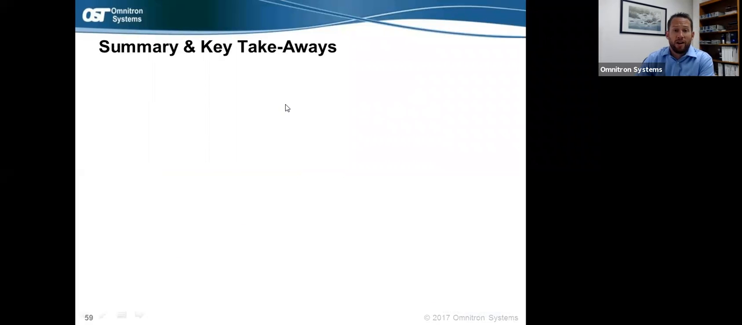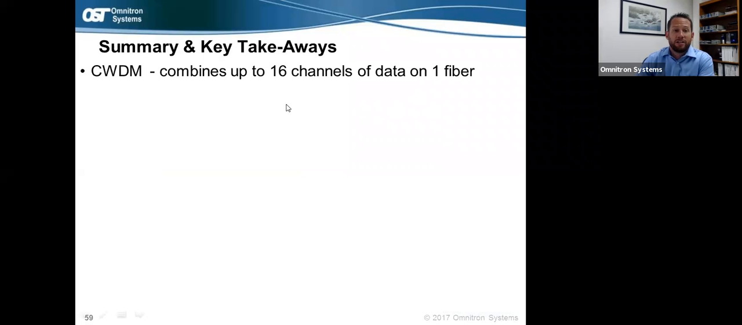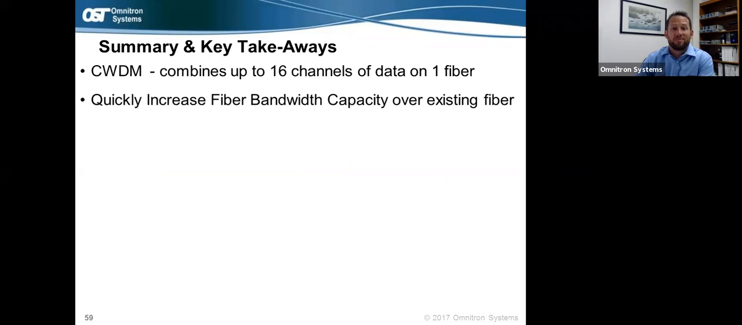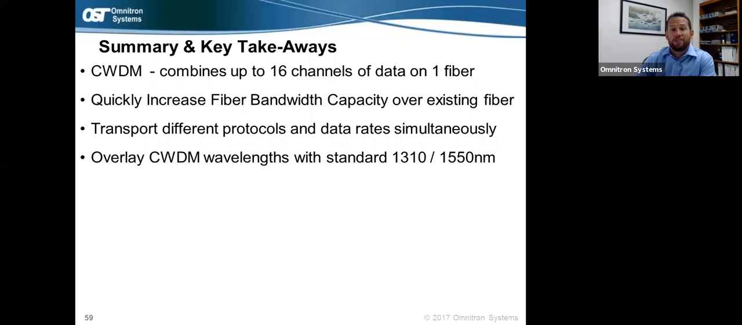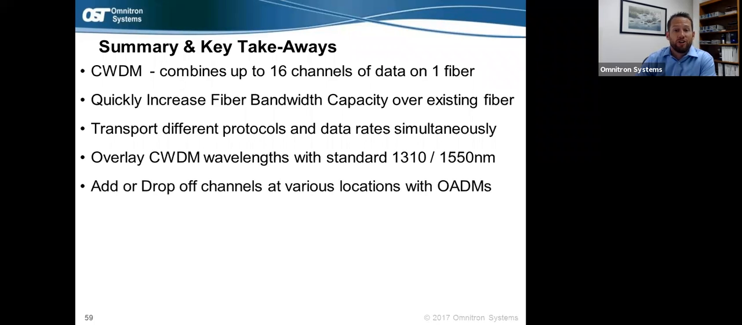So quick summary and key takeaways from today's webinar. CWDM, coarse wave division multiplexing, combines up to 16 channels of data on that single fiber cable. It's going to allow you to quickly increase fiber bandwidth capacity over your existing fiber lines or new fiber lines as well. You can also transport different protocols or data rates simultaneously, and you can overlay these CWDM wavelengths with the standard 1310 or 1550 nanometer wavelengths in your network. And then you can use those add drop muxes to add or drop off various channels at different locations.